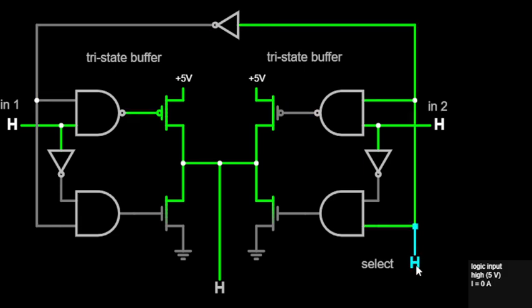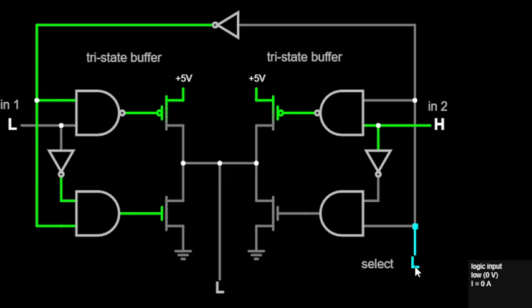So you can easily understand that if I set this to low and this to high, you can see here that whichever signal is chosen is passed to the output.